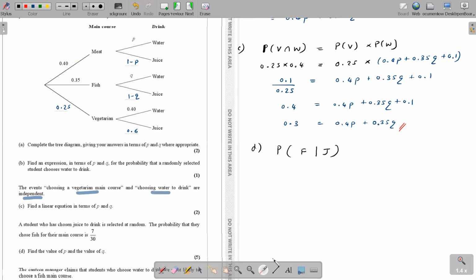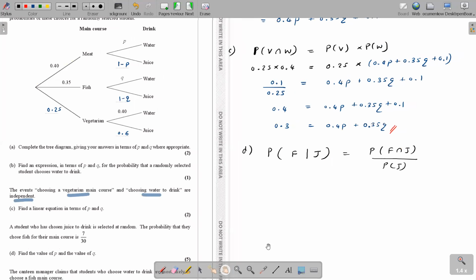So we take it from the juice population. Out of the people who have chosen juice, how many have taken fish? So when we open this, it is probability of fish intersection juice over probability of juice, right? Do you agree? This is conditional probability. So what is the probability of fish and juice? I think you can see it, right?